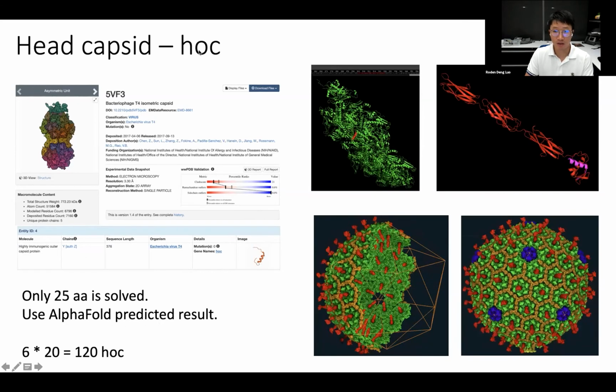The only Hoc structure information is found in this complex again, but it has only 25 amino acids solved. So we are using the AlphaFold predicted result. Hoc is placed in the middle of each of the 20 GP23 hexamers. So in total, there are 6 multiplied by 20. That's 120 Hoc.